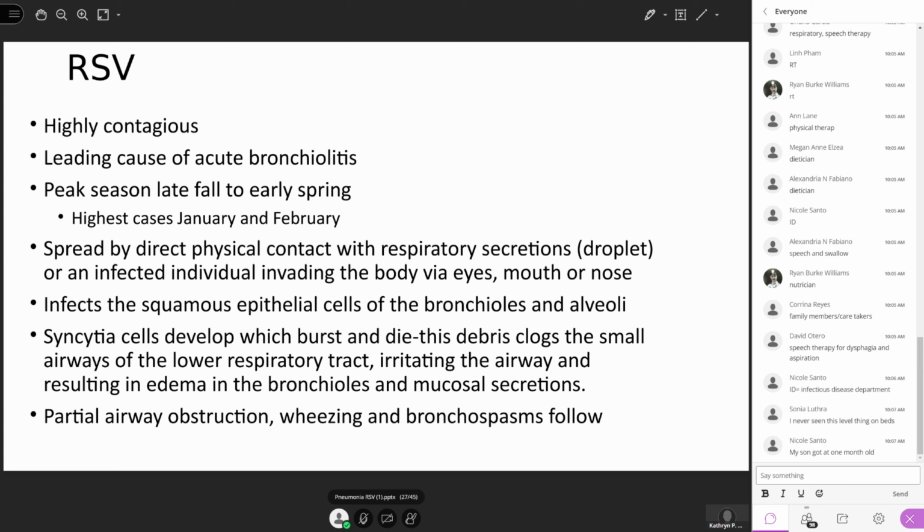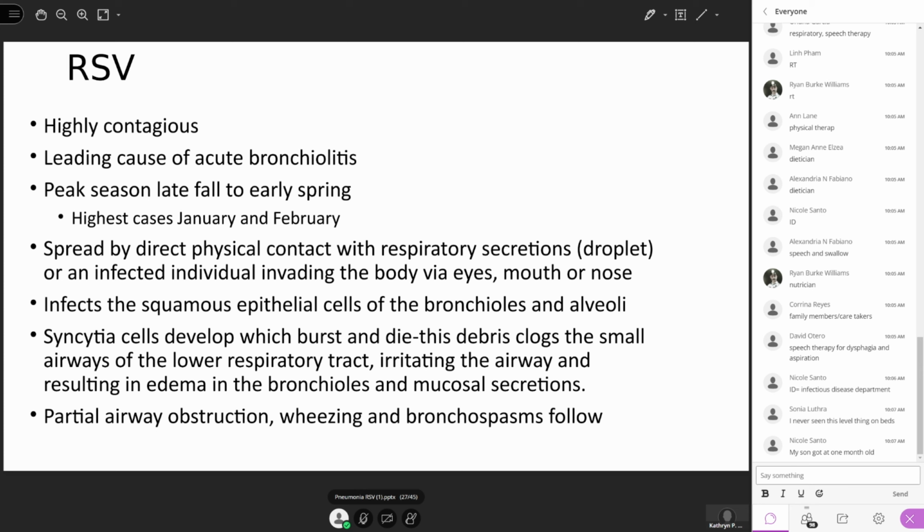An infected individual's organism invades the body through the eyes, the nose, and the mouth, those mucousy kind of organs. The cells get infected and then they burst and die. The debris clogs the small airways of the lower respiratory tract, irritating the airway, resulting in edema, which is your bronchiolitis. And you have tons, and I'm going to say tons again, of mucosal secretions. You can get partial airway obstruction, some from the inflammation and some from these copious secretions.